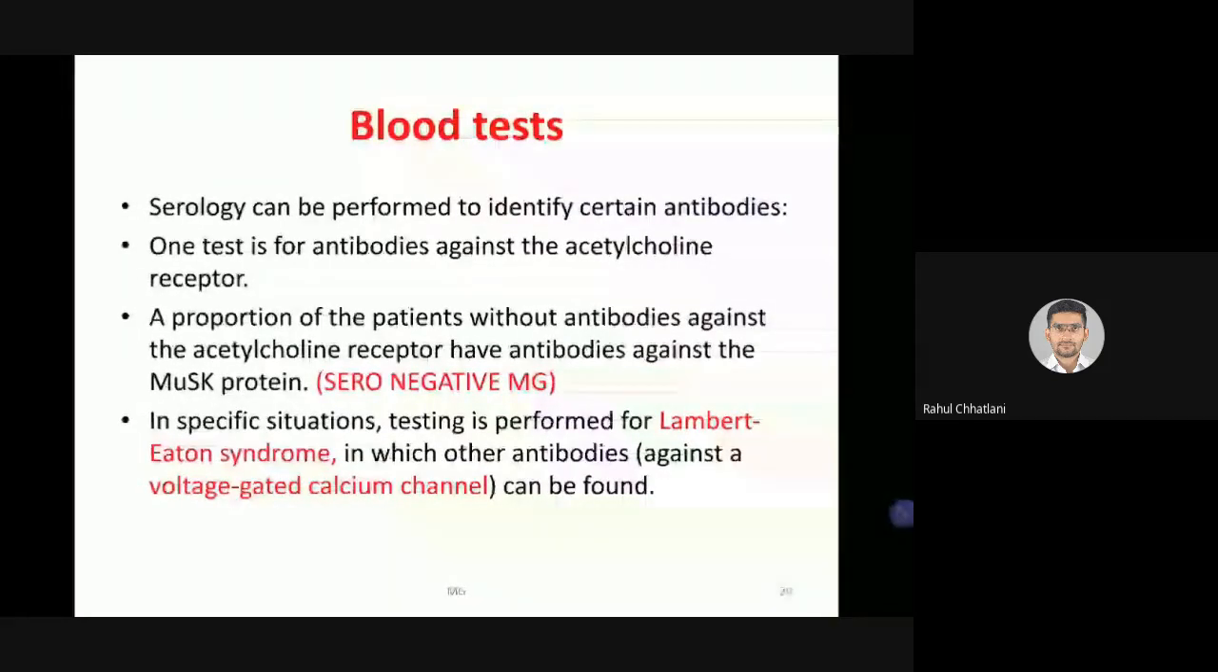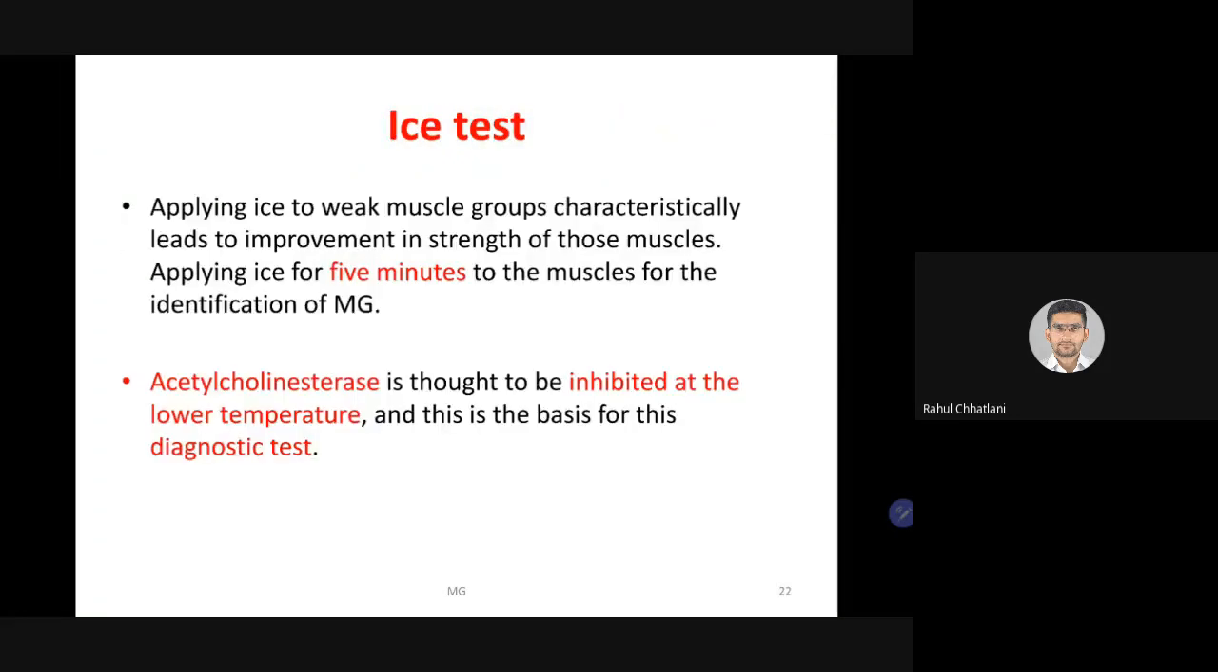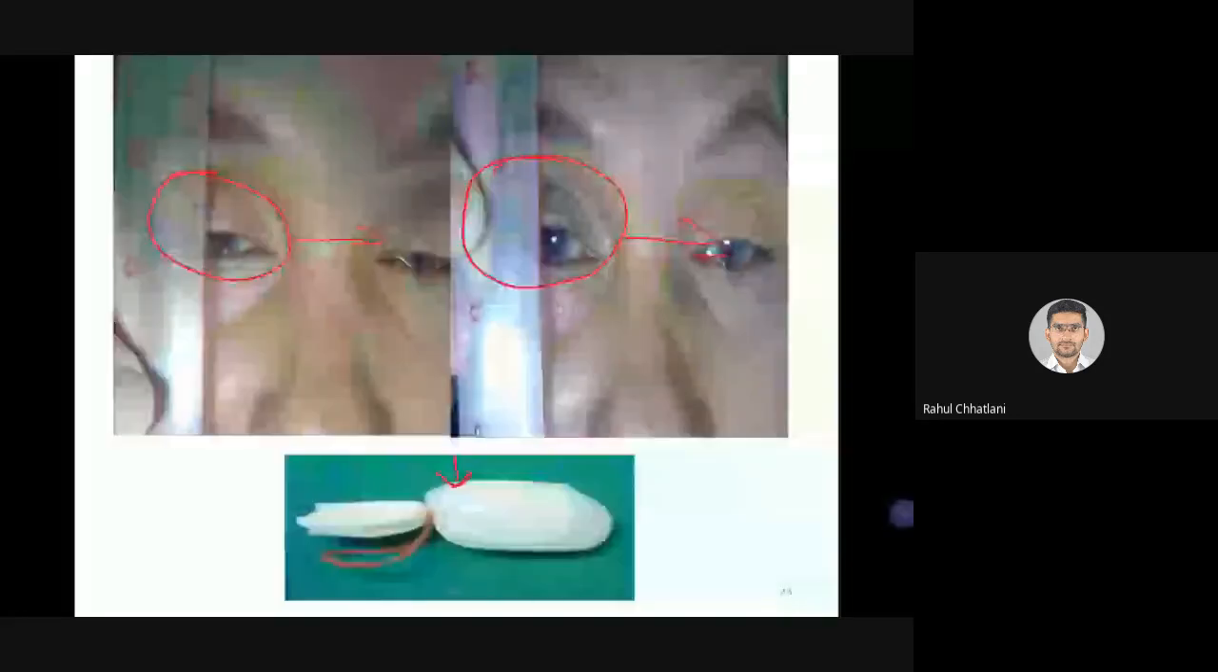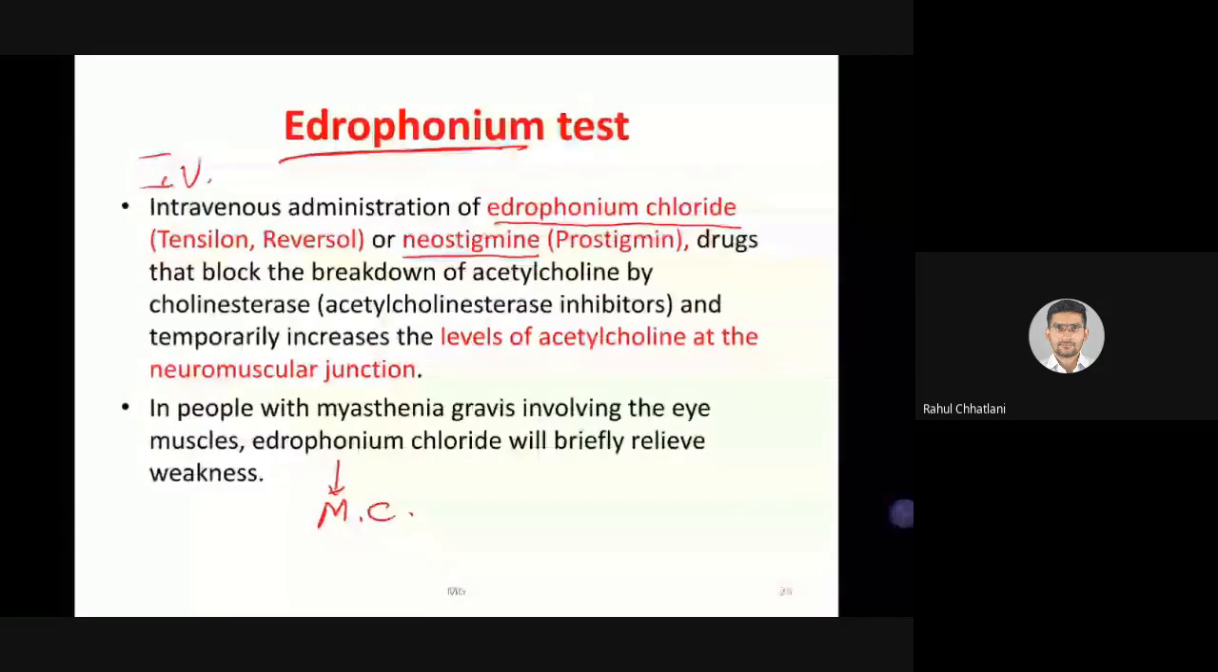Blood tests can also be done for antibodies and to differentiate from Lambert-Eaton syndrome. That is most important. Lambert-Eaton is a pre-synaptic disease. Myasthenia gravis is a post-synaptic disease. That is the only difference you need to remember. Electrodiagnosis, RNS, and surface EMG. SFEMG, surface EMG can be done. Ice test, as we already described, this is the ice test, and this was the sleep test. Edrophonium test, applying the neostigmine directly and checking for the patient response.